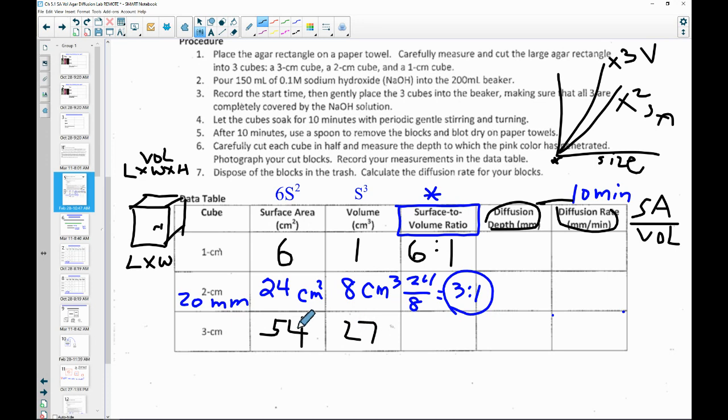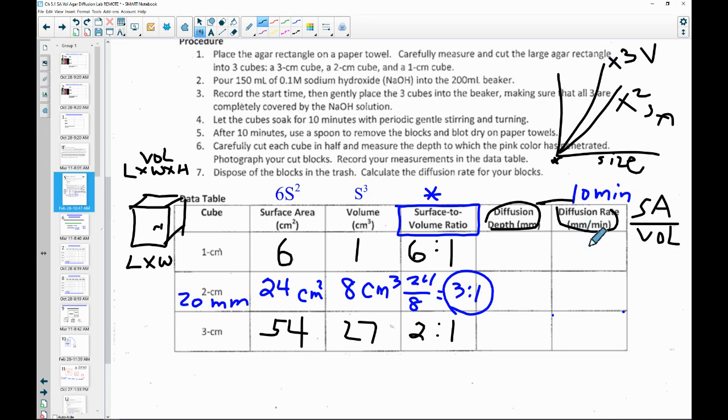The easiest way to do that is just divide the top number by the bottom number. Okay, so if I divide 54 by 27, I'm going to get a ratio of 2 to 1 as I divide it and reduce it down. So I can see my ratio is getting smaller as my cell is getting bigger. My cell is getting bigger, my ratio is going down, which looking at this graph makes sense.